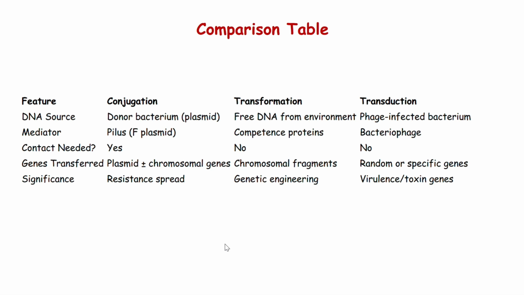Transduction, on the other hand, uses viruses as the delivery system. The source of DNA is another bacterium, but it's carried accidentally by a bacteriophage. Unlike conjugation, no physical contact between bacteria is needed. Instead, the virus acts as a messenger. Depending on whether it's generalized or specialized, the phage can transfer random DNA or specific genes located near its integration site.